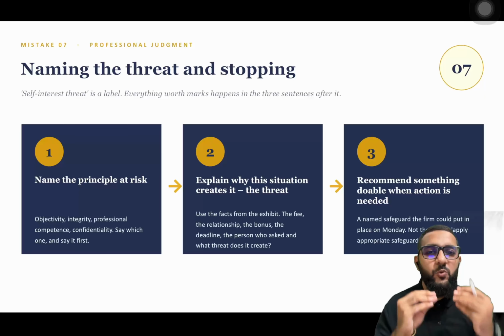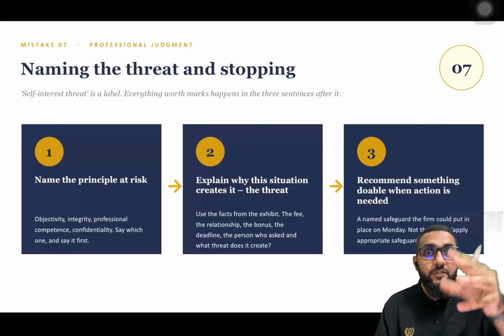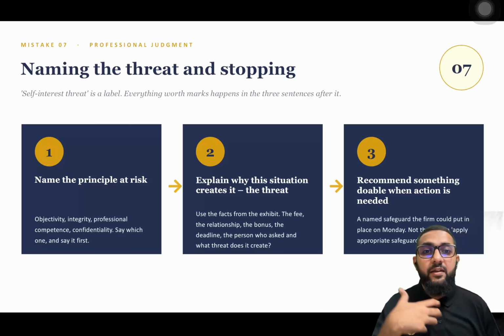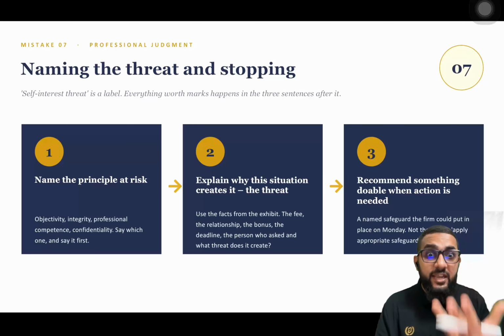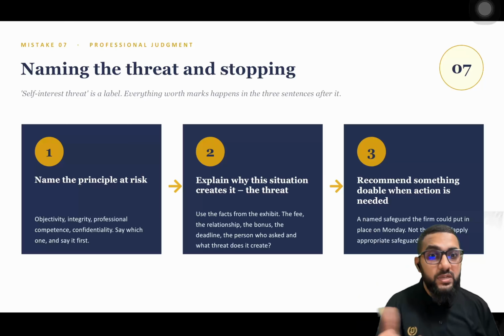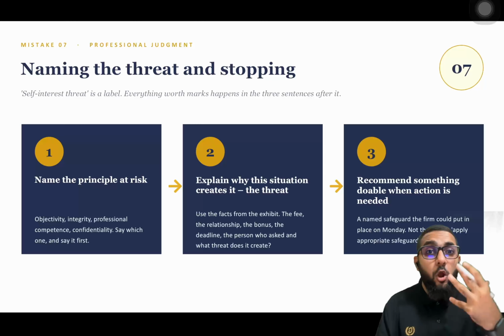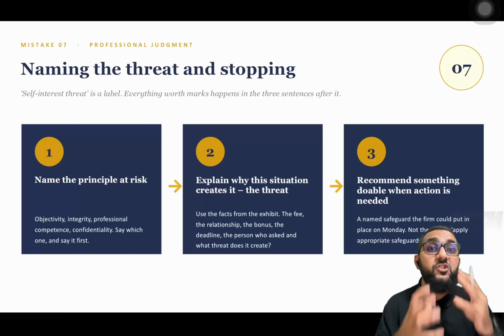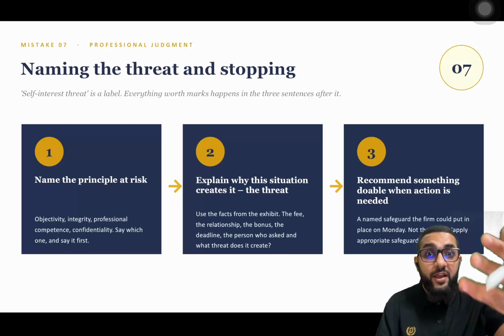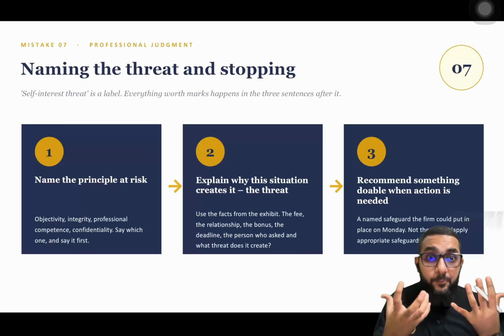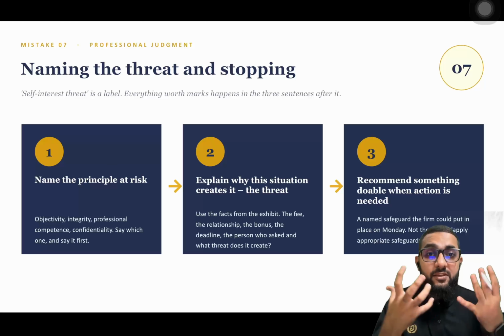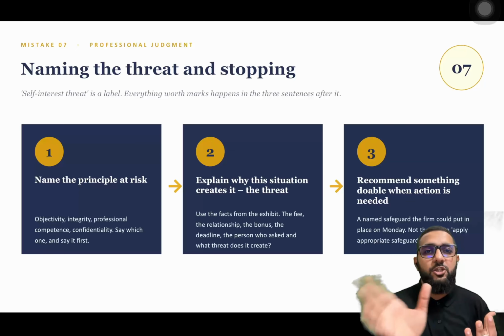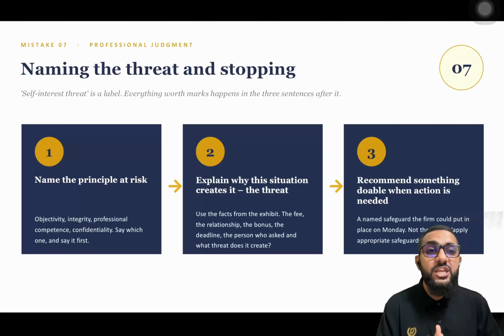Yeah, so this is where you explain the situation from the facts itself, from the exhibit, from the scenario. Whether there is a fee, whether there is a relationship, whether there is a bonus, whether there is a deadline, whether it is a competence or knowledge gap. Read the scenario and identify, okay, what is the problem or what is the main cause or reason for this issue.